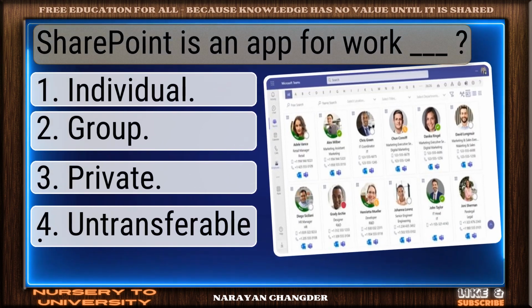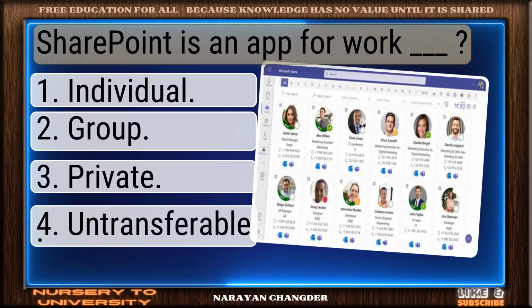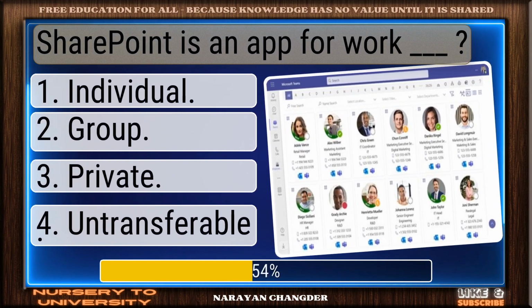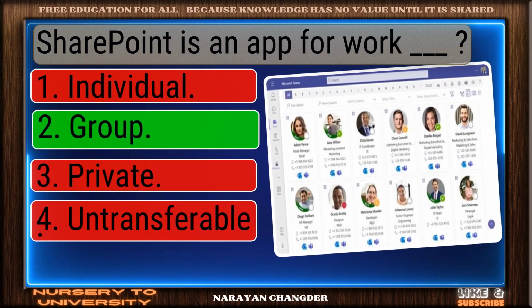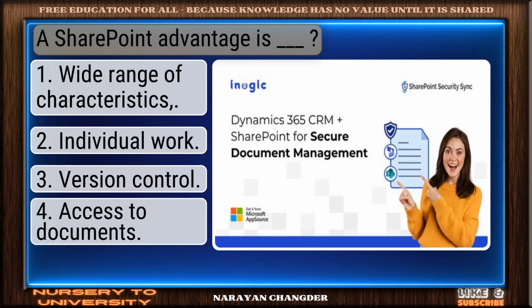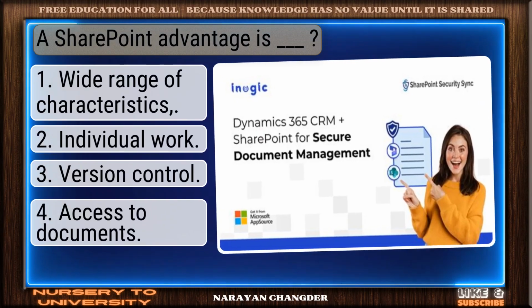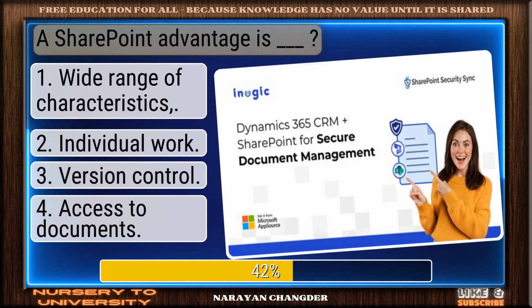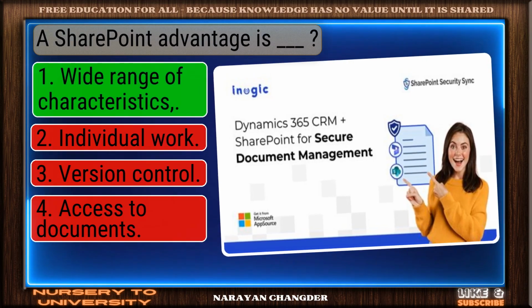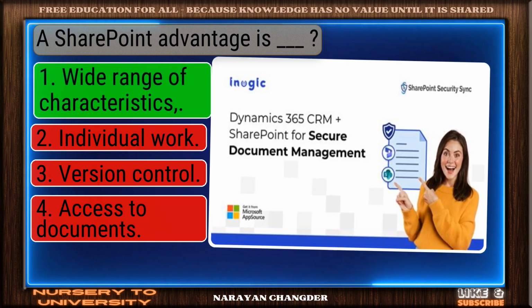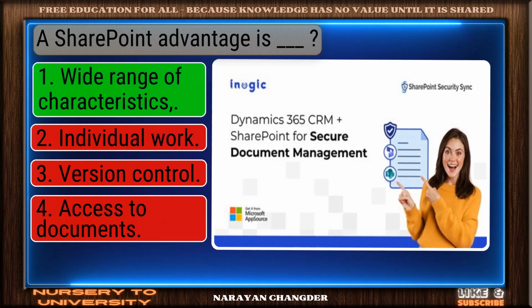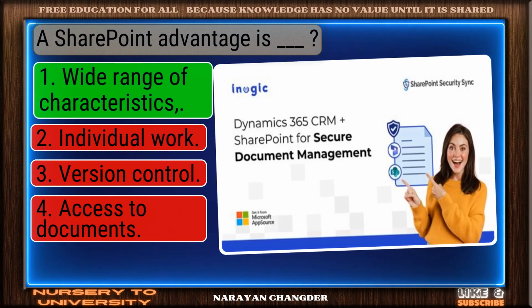Question number 72. SharePoint is an app for work dash. Well done. Group is the right choice. Question number 73. A SharePoint advantage is dash. Exactly. Wide range of characteristics makes sense and it is the right choice.